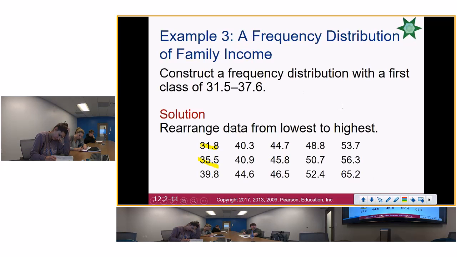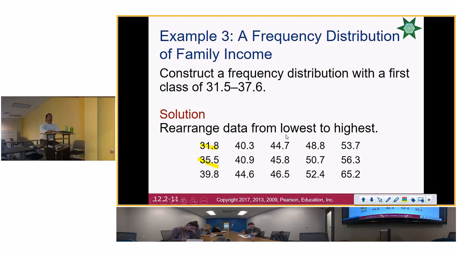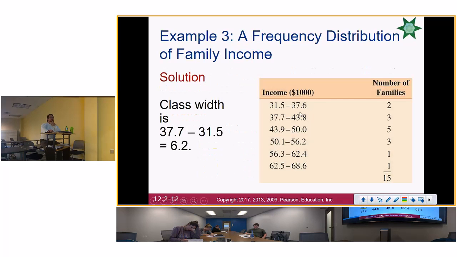And I notice they tell you to rearrange data from lowest to highest, put it in order. So 31 to 35 is what? 2.